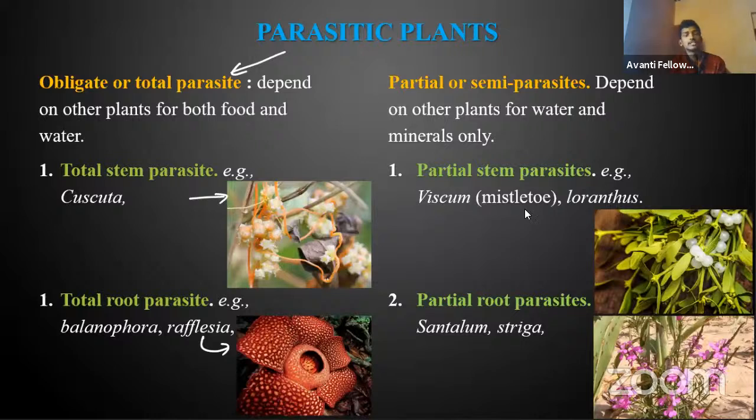So Rafflesia is also a complete root parasite. That means it will stick to the other plant's roots. From there, it will take nutrition and it will produce the flowers and everything. And this is also not green because it's normally present inside the soil only. So that's the total stem and total root parasite.